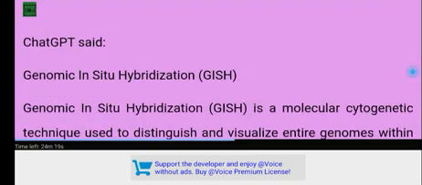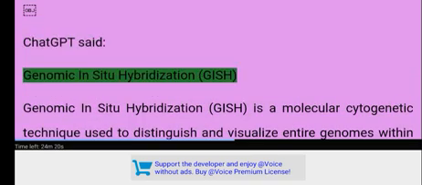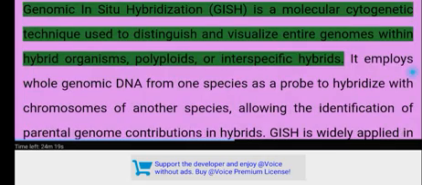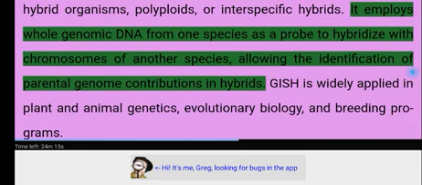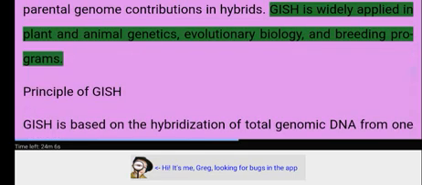GISH. Genomic in situ hybridization, GISH, is a molecular cytogenetic technique used to distinguish and visualize entire genomes within hybrid organisms, polyploids, or interspecific hybrids. It employs whole genomic DNA from one species as a probe to hybridize with chromosomes of another species, allowing the identification of parental genome contributions in hybrids. GISH is widely applied in plant and animal genetics, evolutionary biology, and breeding programs.